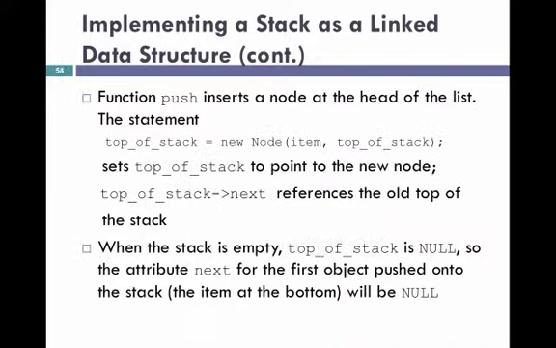Now push inserts a node at the head of the list, so this statement sets top of stack equal to a new node, where we pass top of stack also as the second parameter, so that the node that's created now points to the current top of stack. So this is a statement that inserts a new item on the top of the stack. And top of stack next references the old top of the stack. Now when the stack is empty, top of stack is null, and the attribute next for the first object pushed onto the stack will be null.